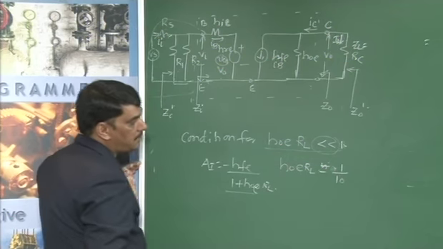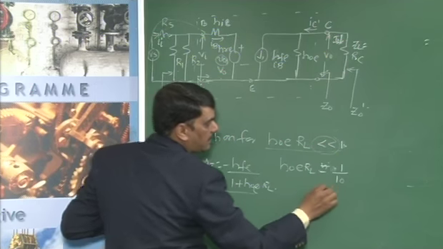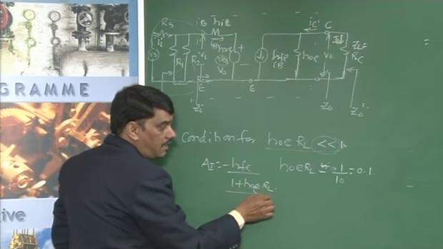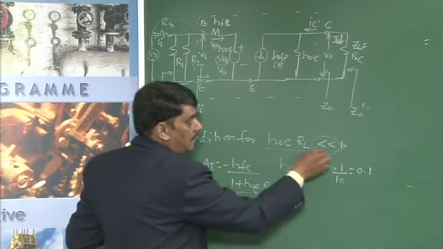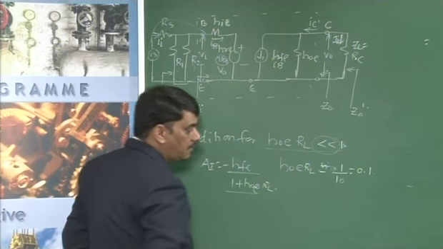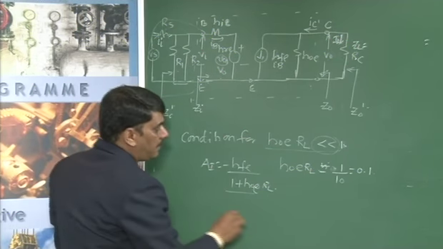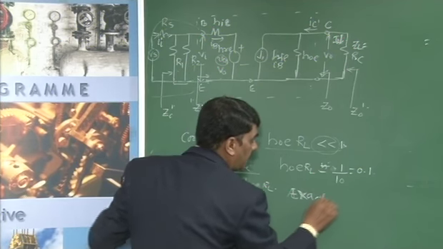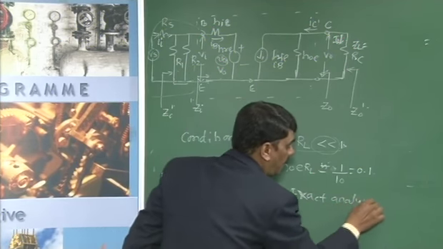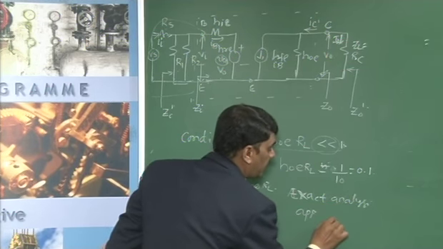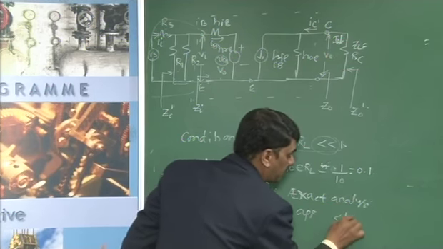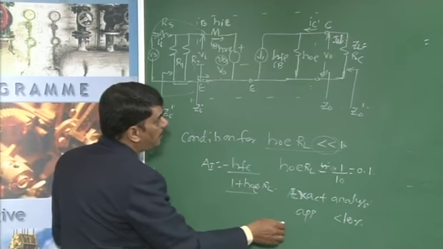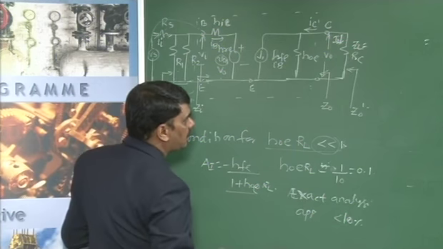The minimum condition for removing the inequality sign is nothing but 0.1. Means if HOE into RL is less than or equal to 0.1, then the error between the exact analysis and approximate analysis is less than 10%. Means a 10% tolerance, or error, is acceptable for the analysis of a small signal amplifier.